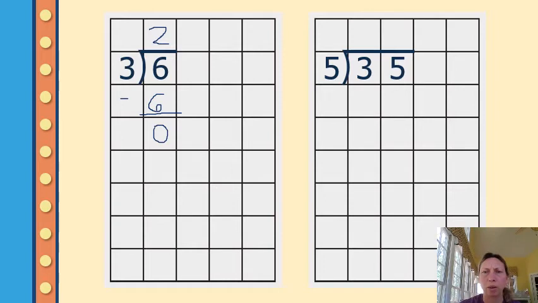All right, so now we have 35 divided by 5. The first digit 3 has a smaller number than the divisor, so we're not going to divide it into 3. We're going to divide it into 35. If it helps you, you can put an X right there. I know 5 times 7 is 35, so 7 times 5 is 35. And then I'm going to subtract, and I'm going to get 0. And I can stop.